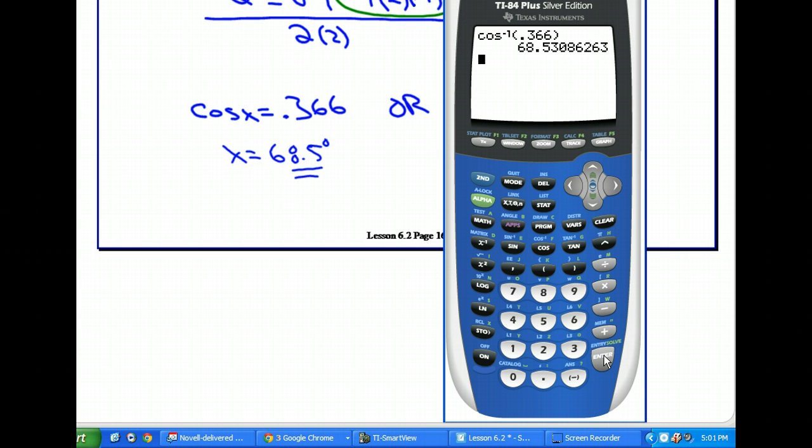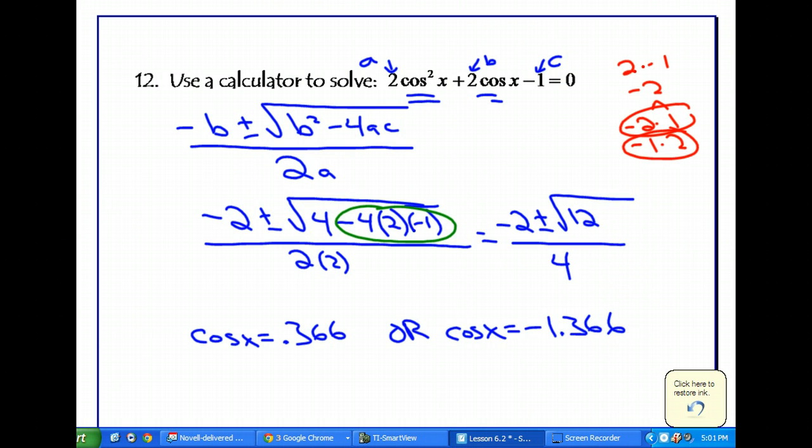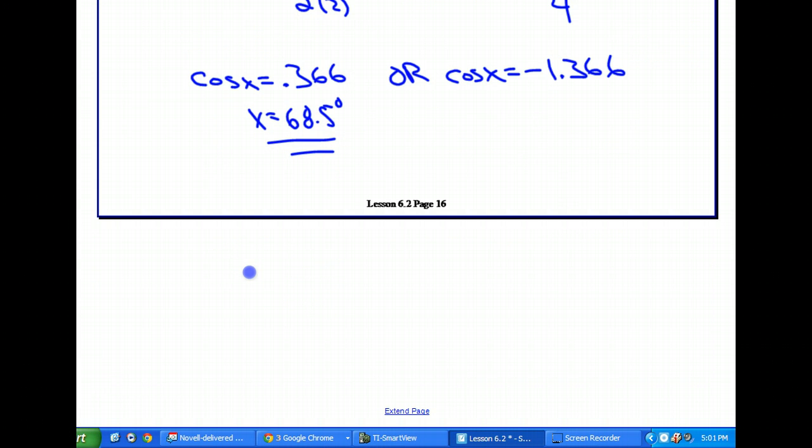Okay, we're going to come back to that. Let's just go to the next part here, though. So 68.5 degrees was this one. And in the second one, you could try this on your calculator, the cosine inverse of negative 1.366. But you know cosine never gets bigger than 1. It never gets smaller than negative 1. So that one's not going to give you any answers. You can try it if you don't believe me. But that will lead to an error.